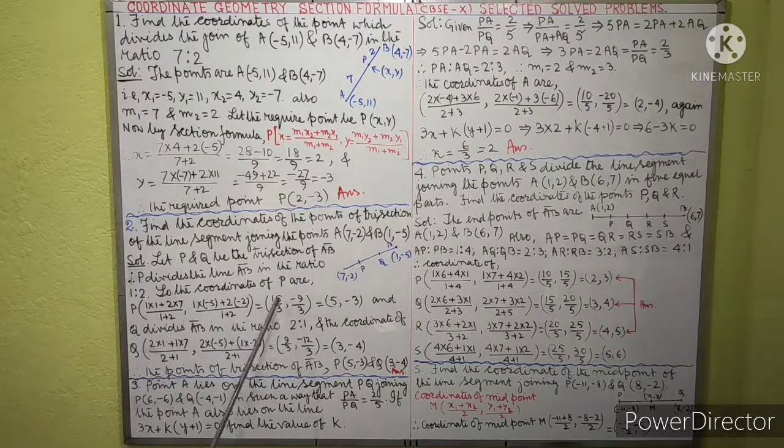So the coordinates of P will be calculated like this, this is x, this is y. So the coordinates of P equal to (5, -3).